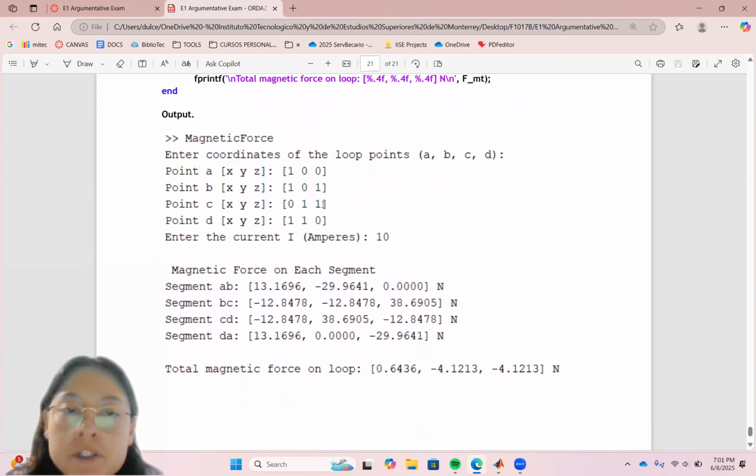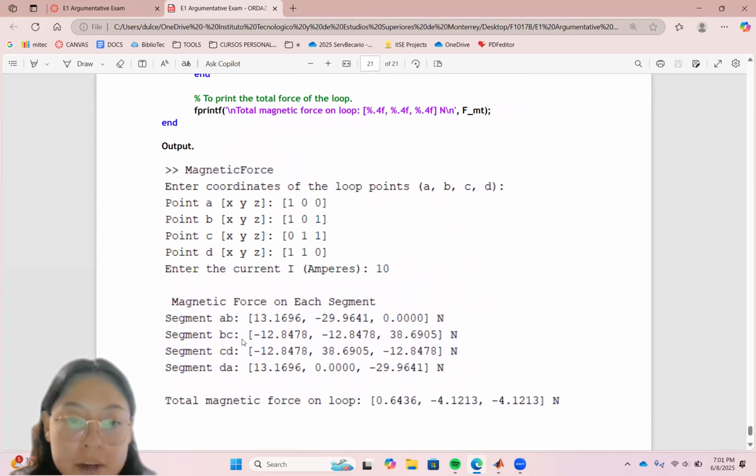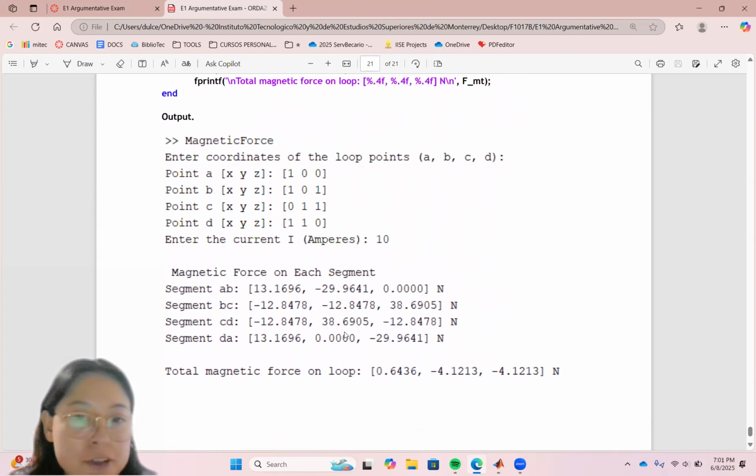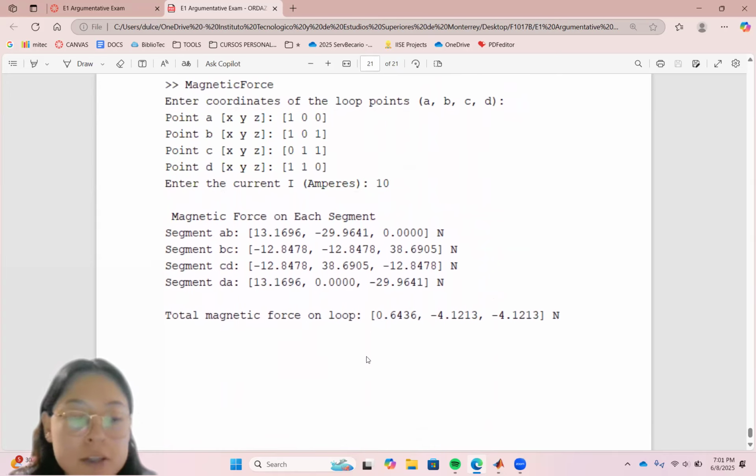and finally I print the force of the loop. For reasons of simplicity, I decided to print the force at each segment and not ask the user which segment he or she wants. And I obtained the results here. And that's all.